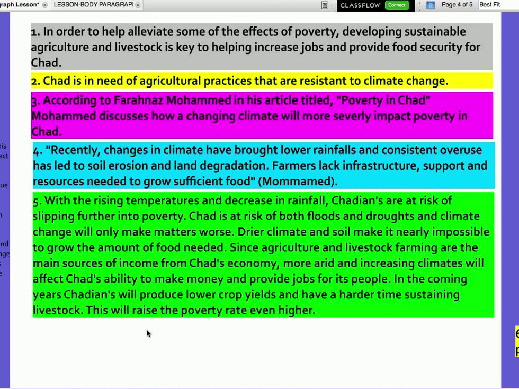So now I'm transitioning from, hey, this is the problem. The problem is that climate change is really affecting Chad, and I'm talking about specifically how it's affecting them. It's affecting their daily lives. It's affecting their ability to make money. And so it's causing more people, of course, to get into poverty. So in the coming years, Chadians will produce lower crop yields and have a harder time sustaining livestock. This will raise the poverty rate even higher. So in that final part, I really show you what this is going to do, how it's going to raise that poverty.